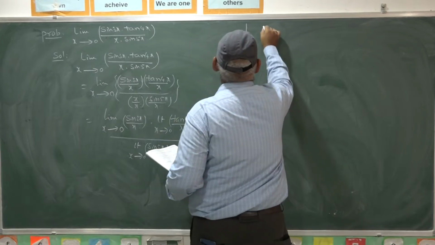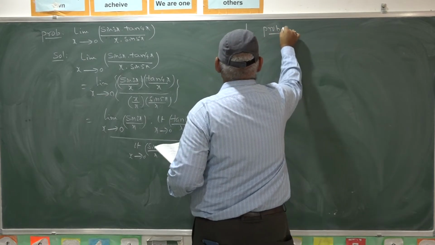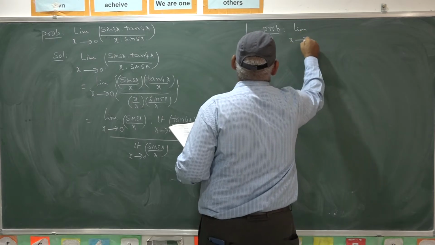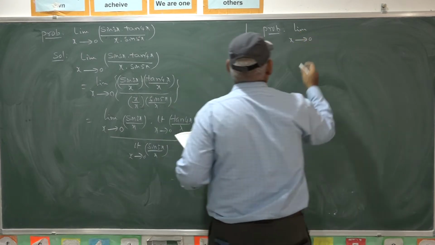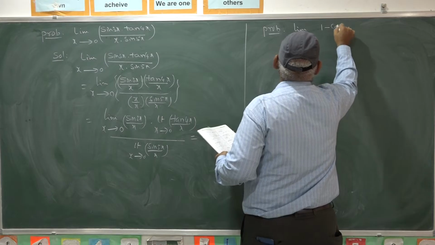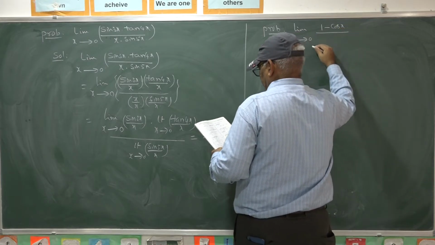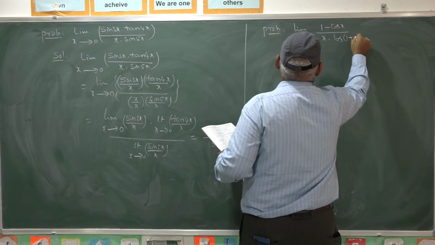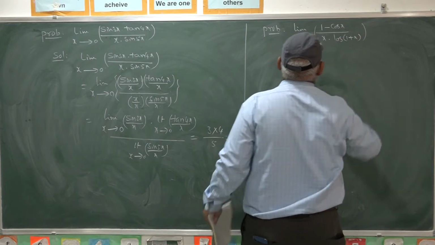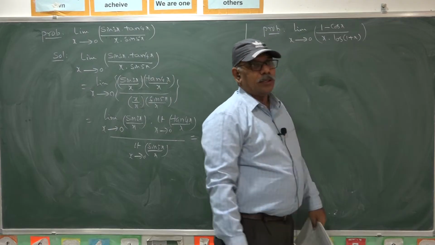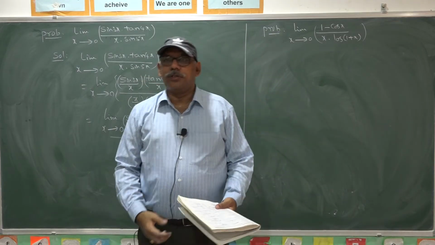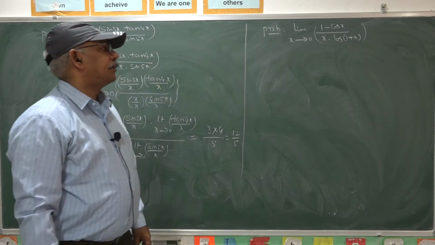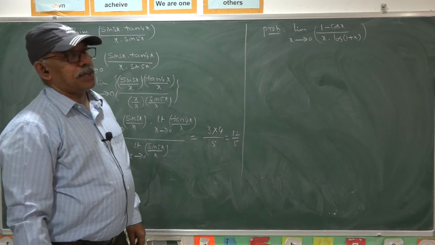Similarly, another problem: limit x goes to 0, 1 minus cos x by x into log 1 plus x. Evaluate the limit as x goes to 0, 1 minus cos x by x into log 1 plus x.